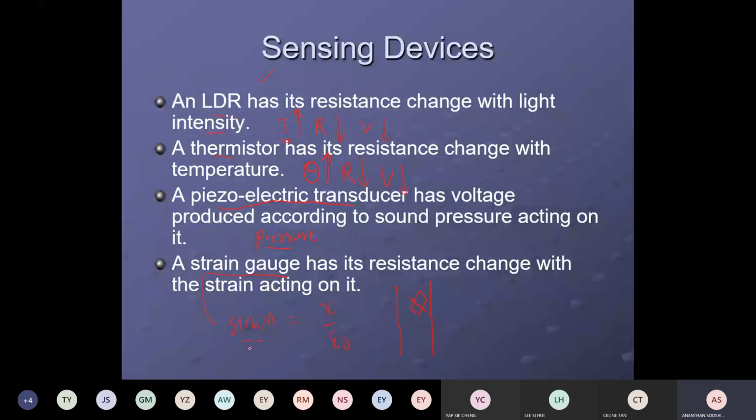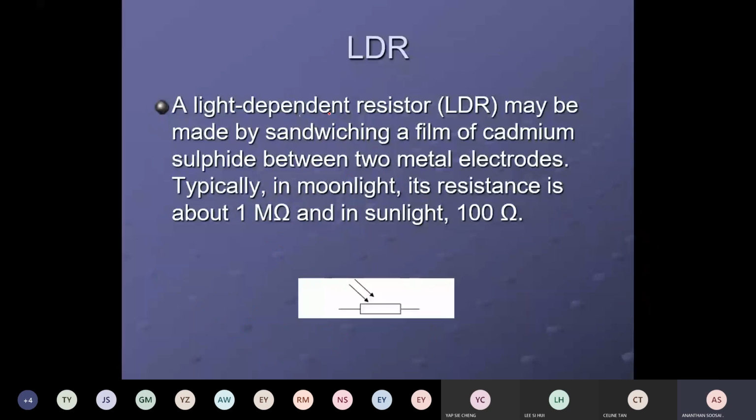So the strain gauge senses strain, the piezoelectric transducer senses pressure, and the other two, LDR and thermistor, you know earlier, sense intensity and temperature respectively. The first one, the light dependent resistor. This is the symbol, remember. By sandwiching a film of cadmium sulfide between two metal electrodes, its resistance can go from 1 mega ohm to 100 ohm. So when the light intensity is high, the resistance will be small. 100 ohm is expected when the intensity of light is very high.